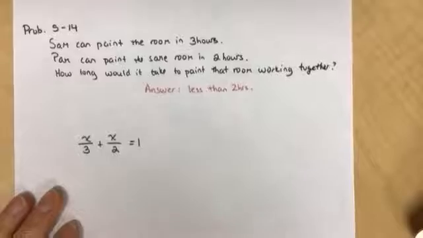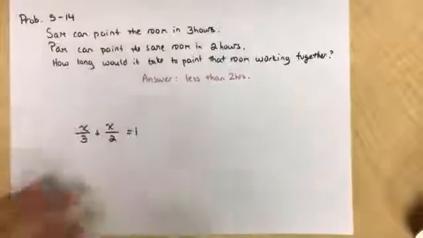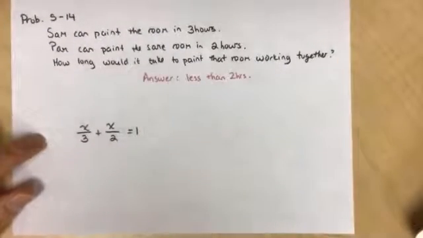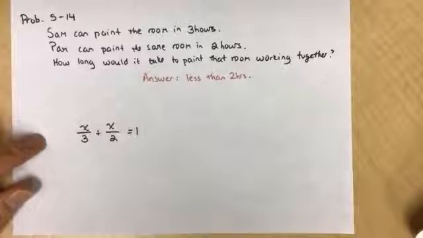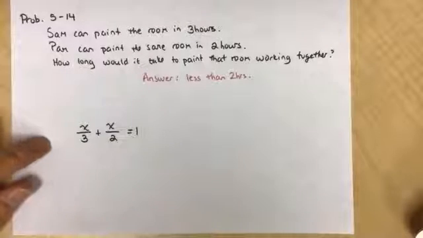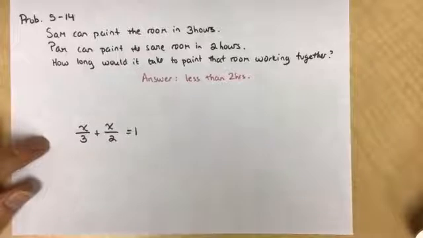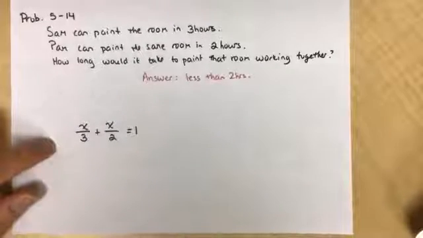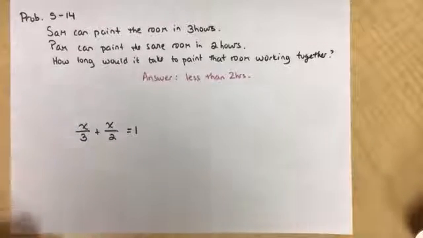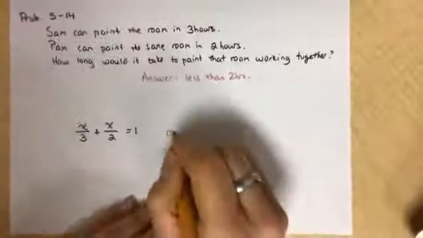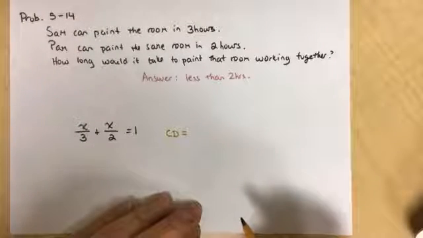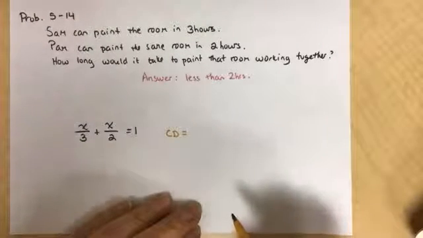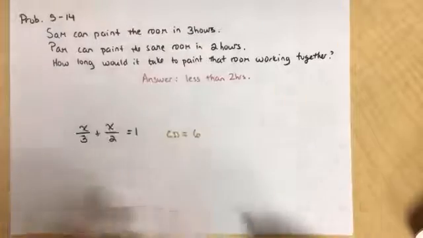So let's come down here and see. This is the equation that models this problem. It's okay if you don't understand where it came from. This is something we do in Algebra 1 sometimes, but really in Algebra 2. So here's an equation that is the model to this word problem. Let's find that common denominator. Let's see, the common denominator of 3 and 2 is 6.